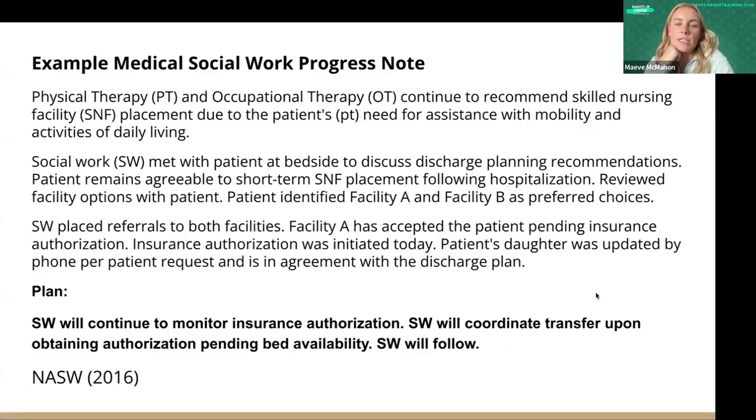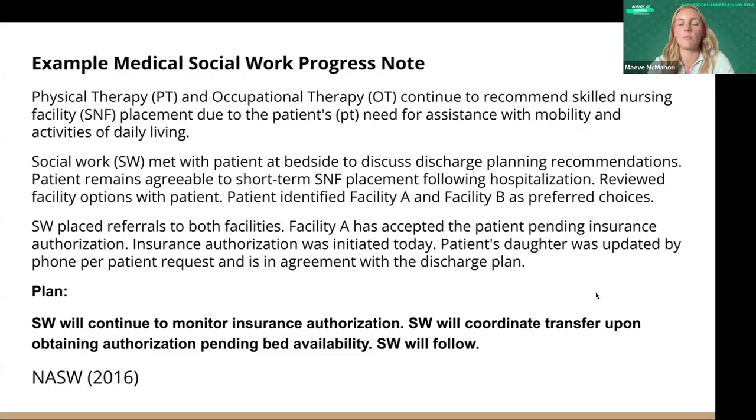Social work met with patient at bedside to discuss discharge planning recommendations. Patient remains agreeable to short-term SNF placement following hospitalization. Reviewed facility options with placement. Patient identified facility A and facility B as preferred choices. So you put in there where you gave him his right to make a decision. Social work placed referrals to both facilities, and facility A accepted the patient pending insurance authorization.